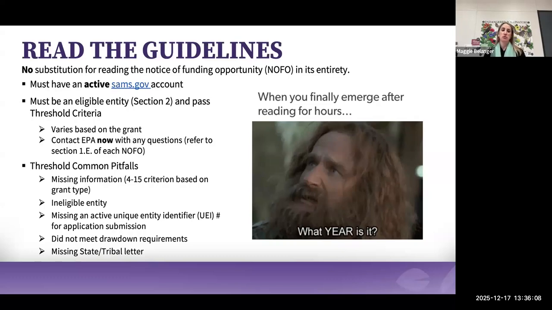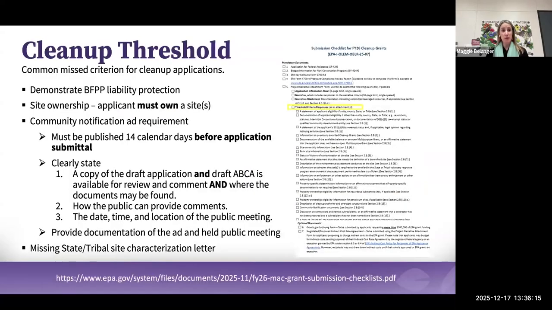And you need to make sure that you have that state or tribal environmental authority letter attached to your threshold criteria. If you are coming in for a cleanup grant, some additional considerations that you want to make sure that you've addressed sufficiently is making sure that you're an eligible entity, that you have done your environmental due diligence, and that you are a bona fide prospective purchaser with that liability protection. Sometimes that gets missed and it'll kick a grant out of the review process.